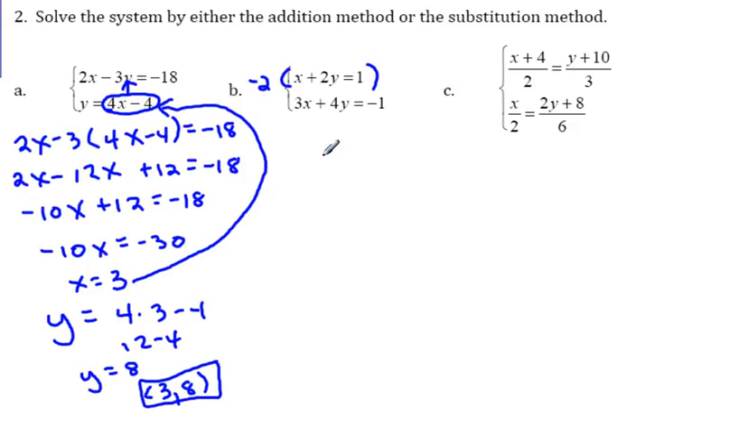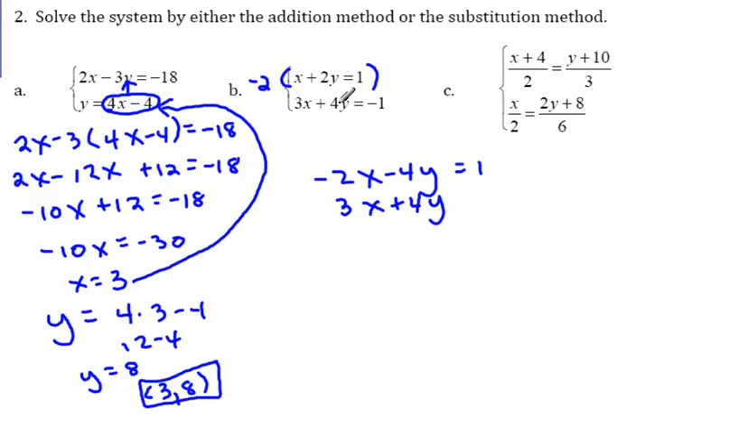I could also, instead of choosing negative 2, have chosen negative 3, and then I would have had negative 3x and positive 3x. That's your choice. I just went with making the y's the same. So negative 2 is going to be multiplied by the whole equation, which gives me negative 2x minus 4y equals 1. I have 3x plus 4y.